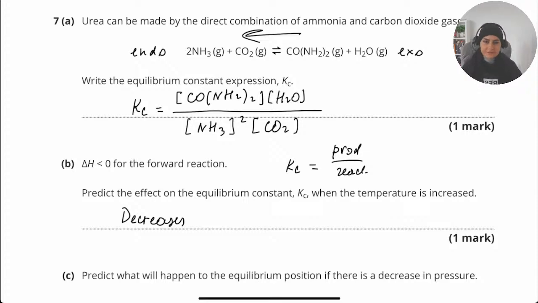If you were to explain, you would say it decreases because equilibrium shifts to the left, because the forward reaction is exothermic or the backward is endothermic. Either way is fine. But please remember, do it only for temperature, not for anything else.